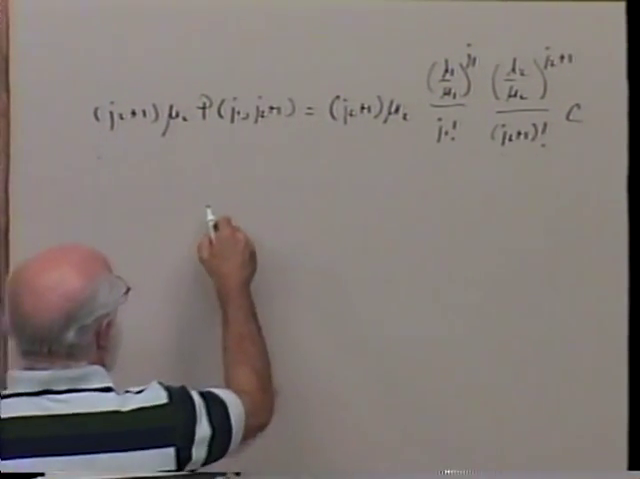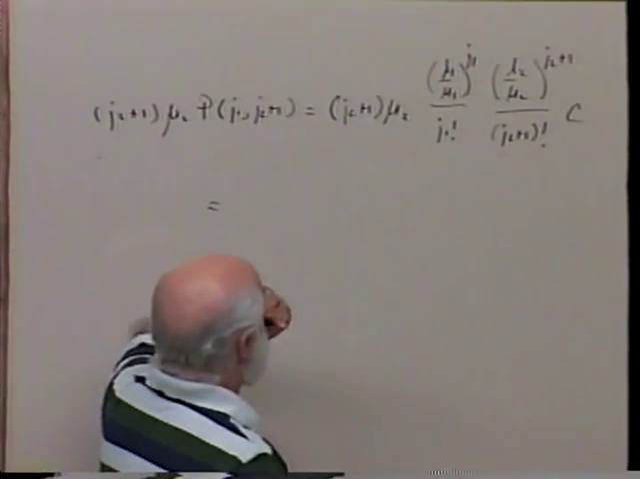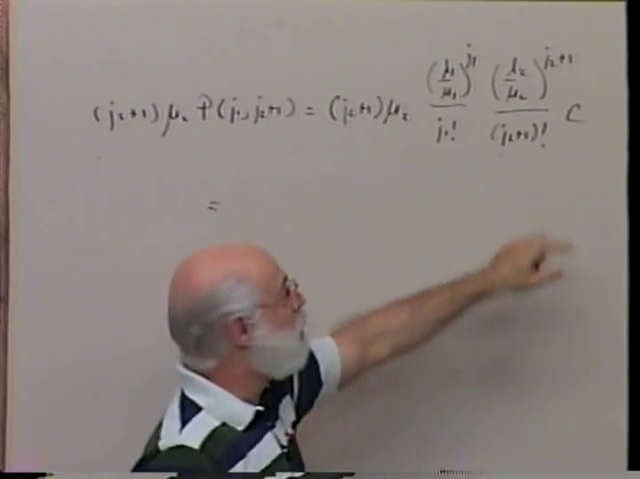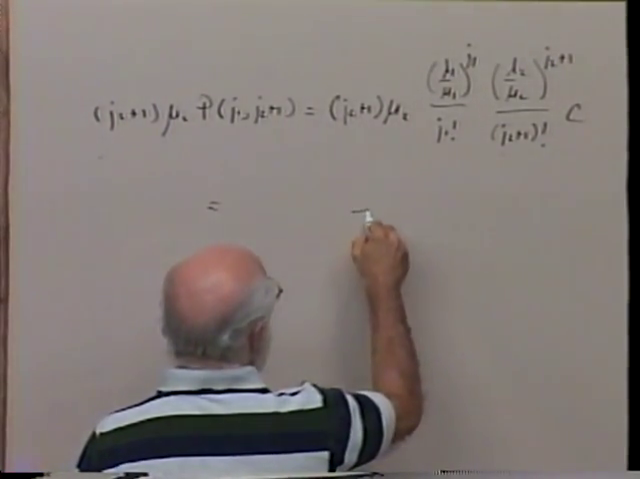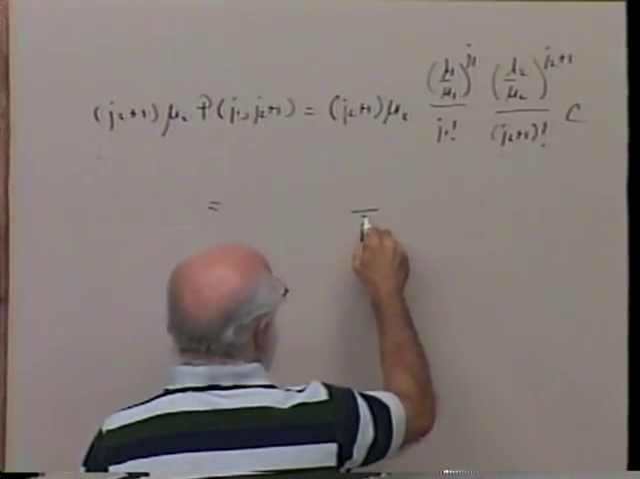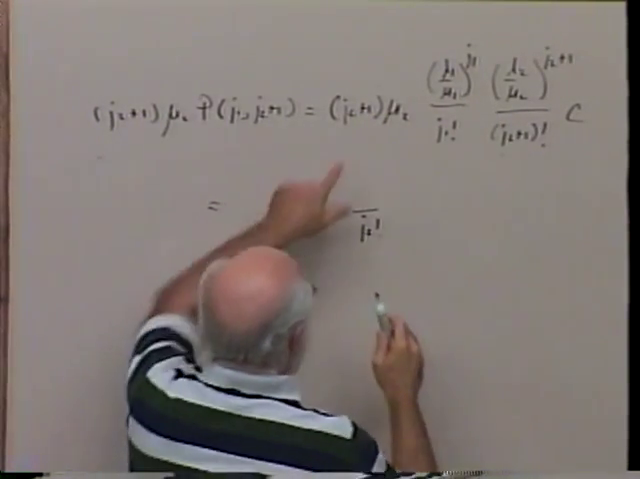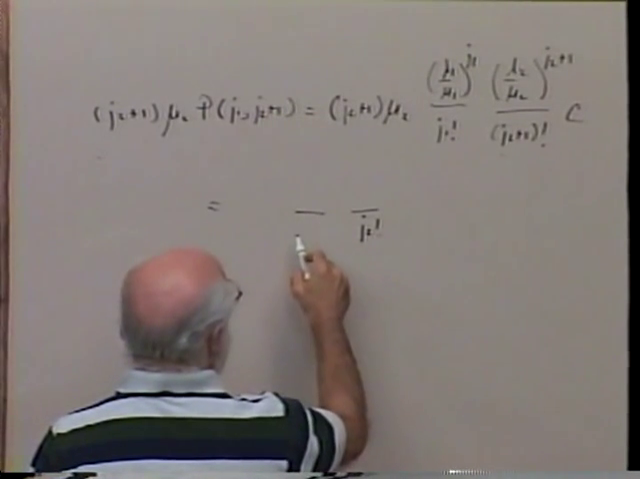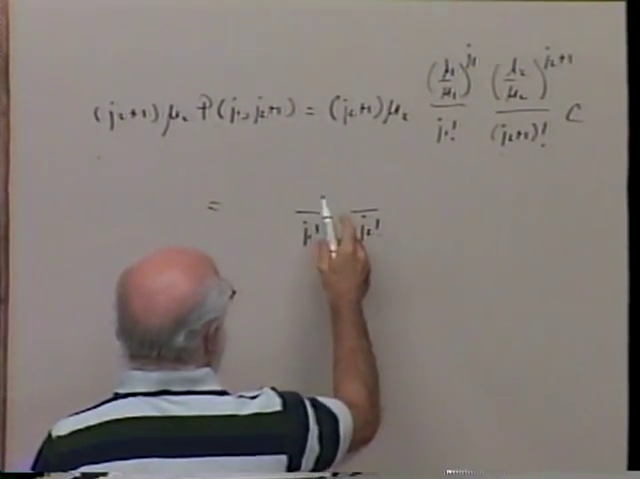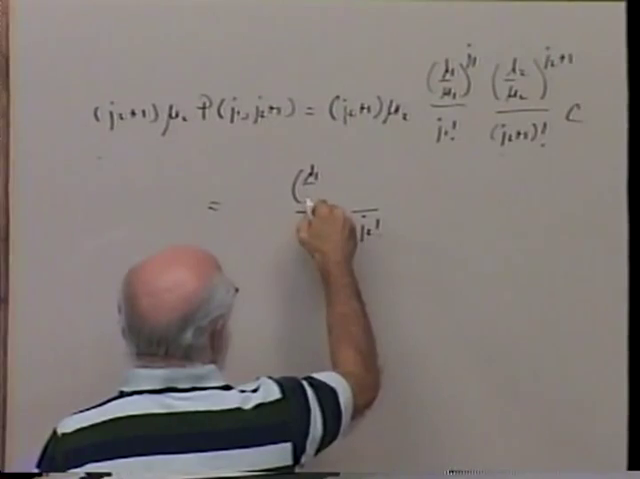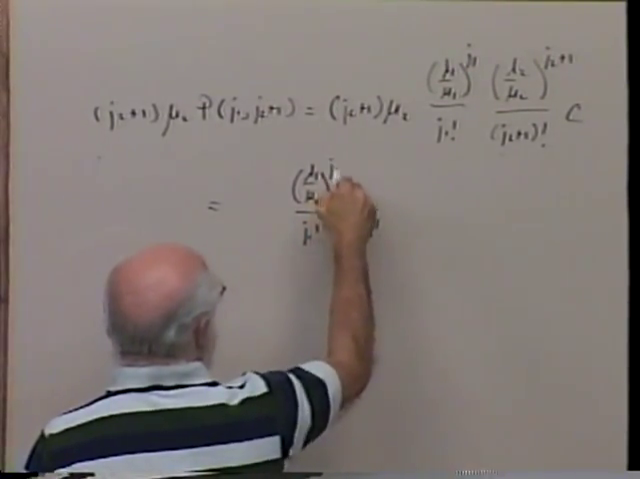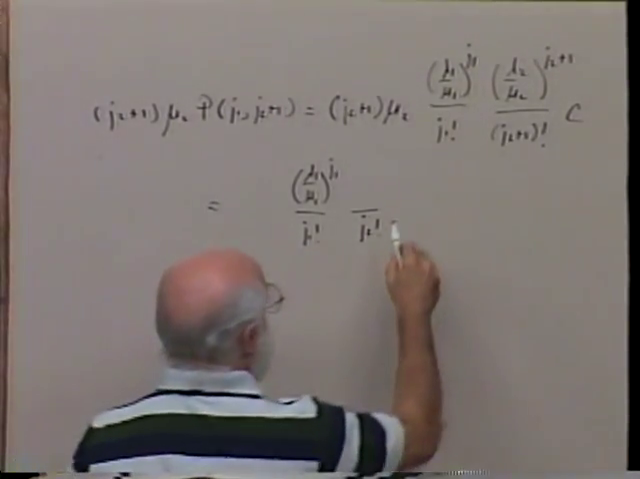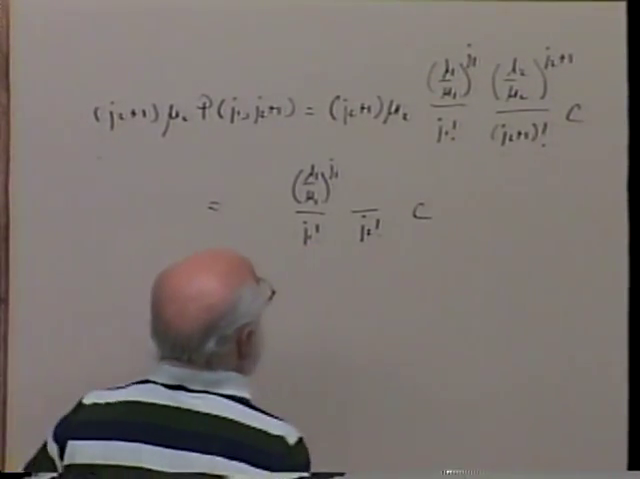And now you do some obvious arithmetic. I will take the J2 plus 1 and cancel it with the J2 plus 1 factorial. So that means in the denominator for that piece, that will be J2 factorial. So the J2 plus 1 is gone. Now let's see. The term in front of it remains the same. It's still J1 factorial, and I still have lambda 1 over mu 1 to the J1. So this term is that. We still have the constant, that.